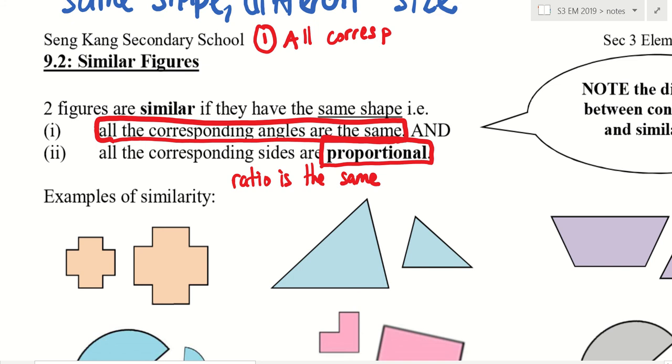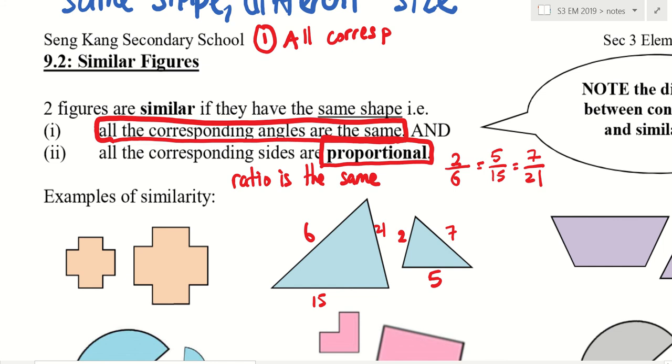So what do I mean by the ratio is the same? Maybe you help me add some numbers there. Let's say this is 2, this is 6, this is 5, this is 15, 7, 21. So I want you to see that the lengths are different, but later on when you calculate the ratio, 2 over 6 will be equal to 5 over 15 is equal to 7 over 21.